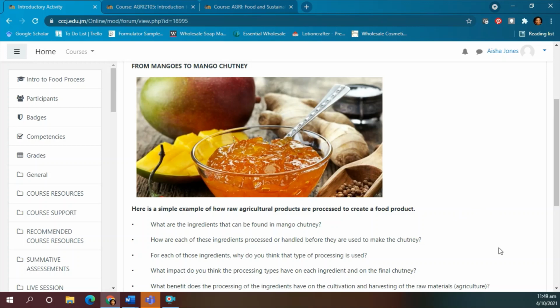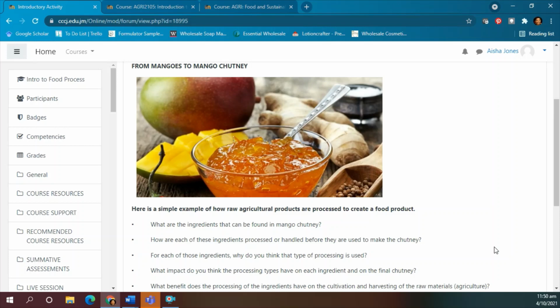how these ingredients had to be processed or handled before they could be used to make the chutney, and then they will essentially create through that discussion forum a kind of workflow or a flow chart. It won't be an actual chart, but through the discussion, a kind of step-by-step process of how mangoes are processed to give mango chutney. And this, again, requires no additional activities, no additional supplies or materials.